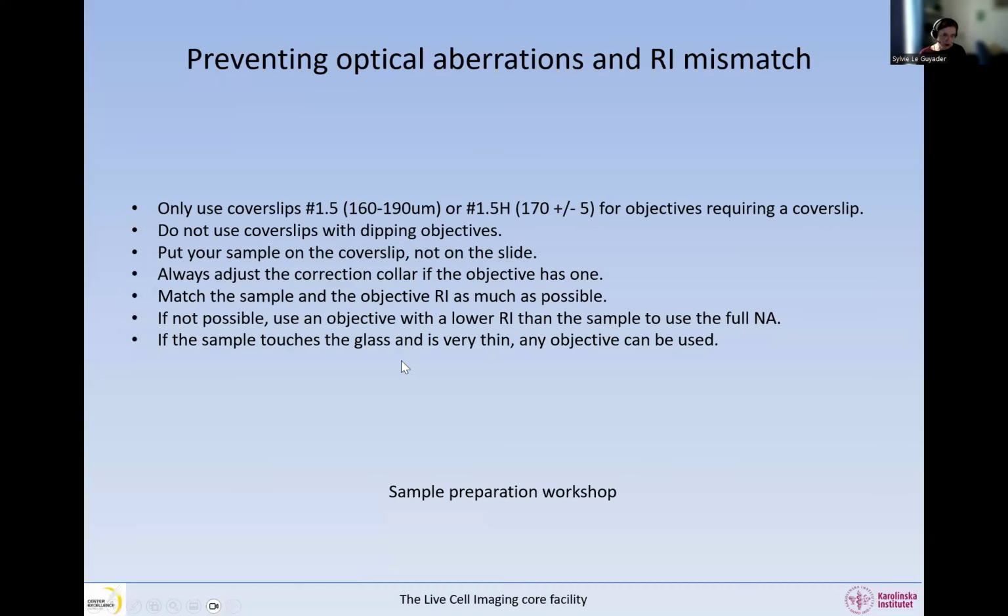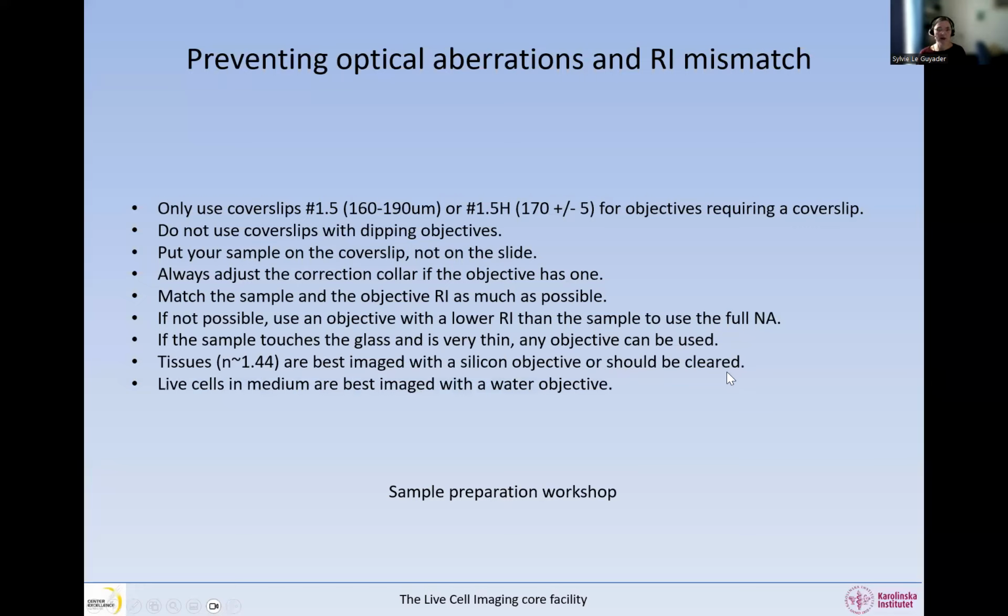If the sample touches the glass and is very thin, any objective can be used. And tissues have a refractive index of about 1.44. So they are best imaged with silicone or glycerol objectives, which have the same refractive index, or they should be cleared. And we will talk about this in the clearing lecture. Live cells in medium are best imaged with water objectives.